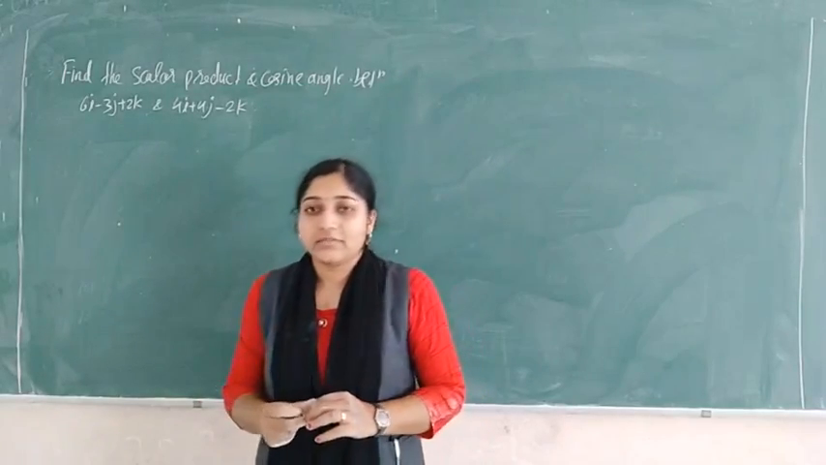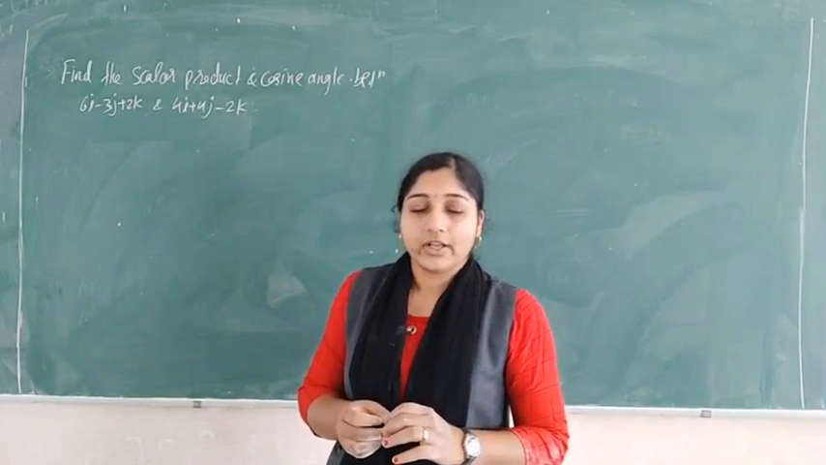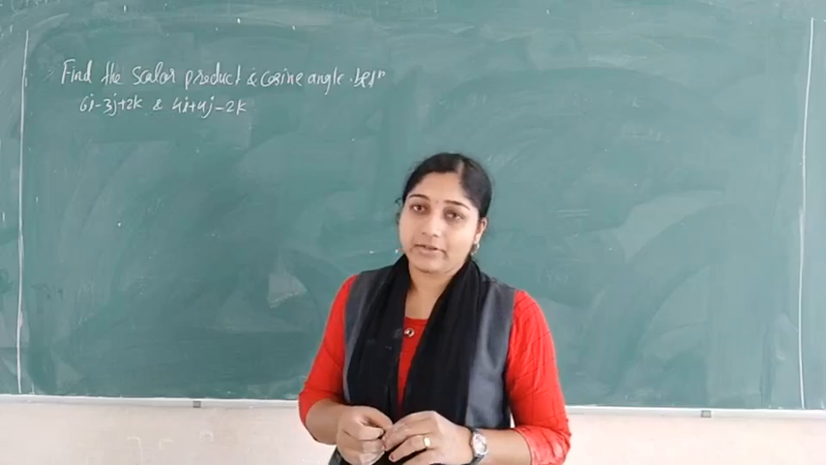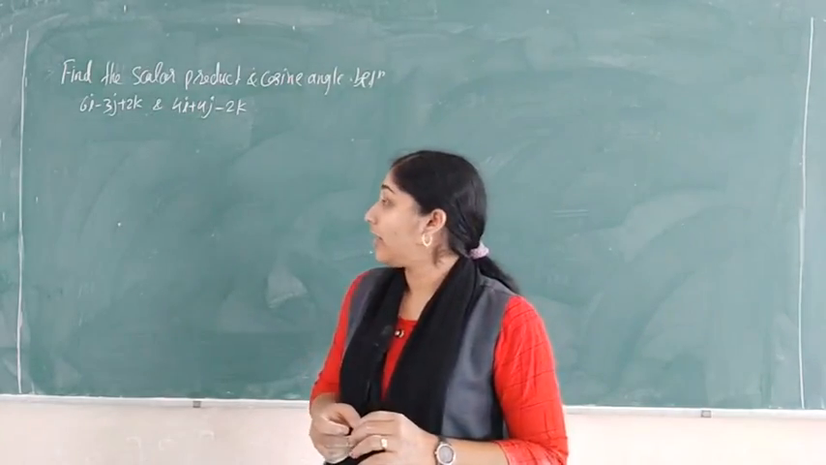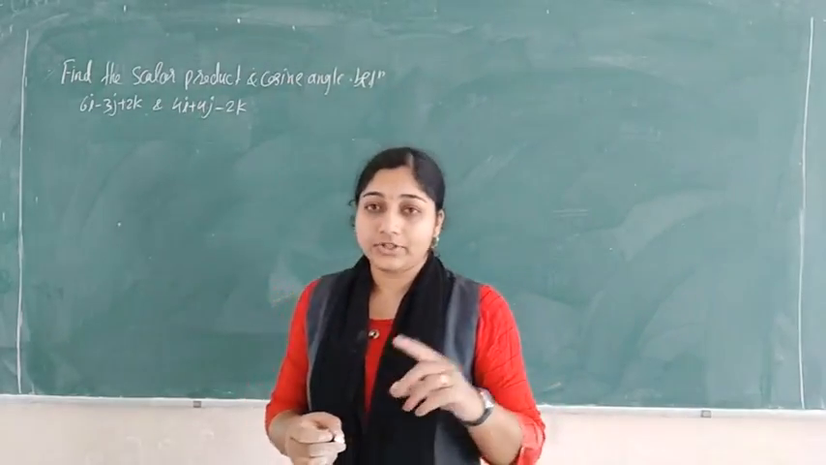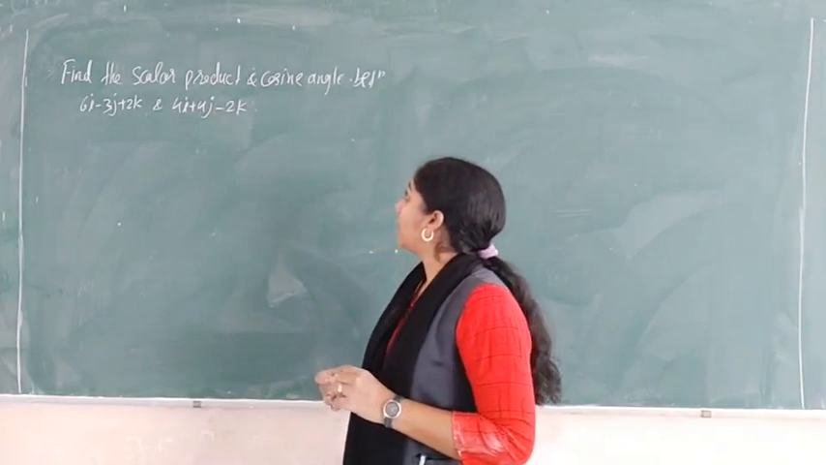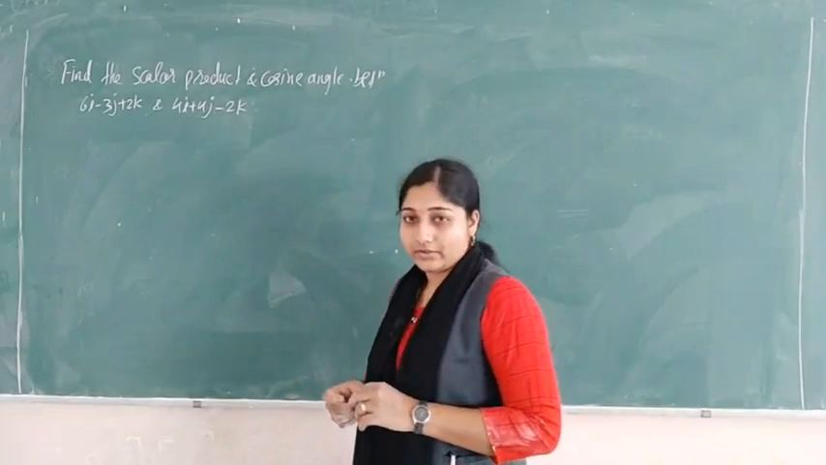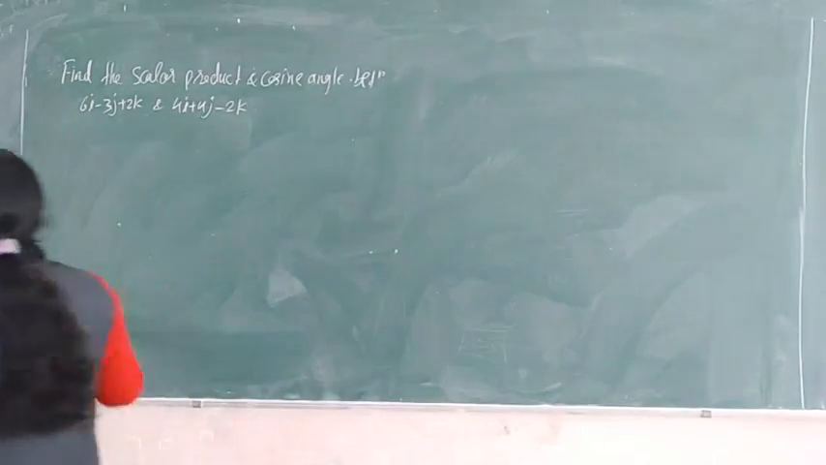So in the last class we have seen how to find the scalar product or dot product, and some 2 marks questions and some 5 marks questions. Now again we are continuing with the same question. I have solved one 5 marks question in the last class, that is to find the scalar product and cross product and cosine angle between any two vectors. And here we are having one more example. We will see depending on the same.